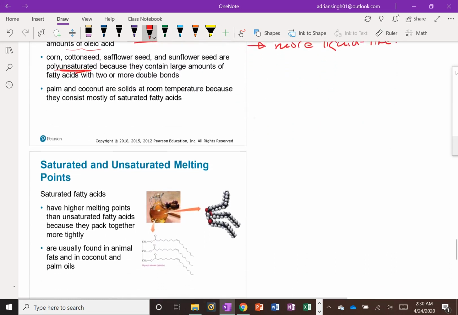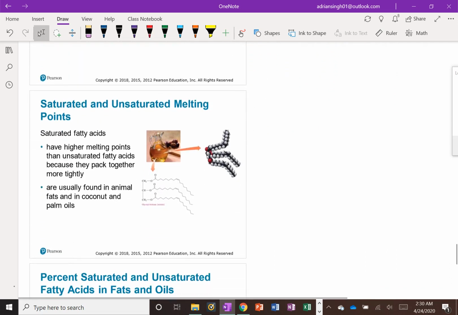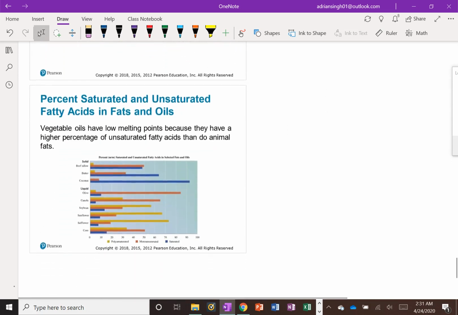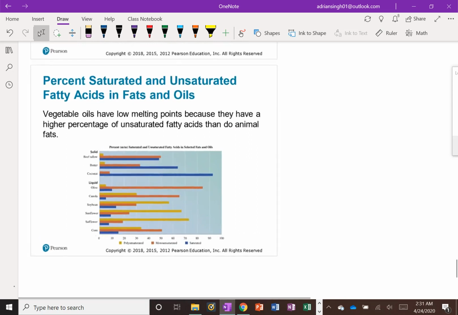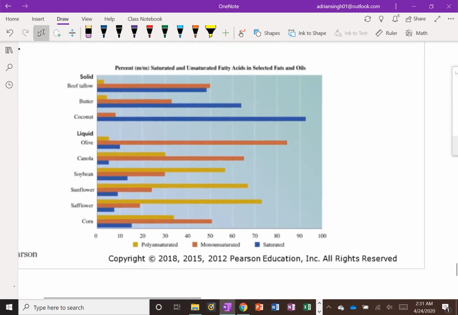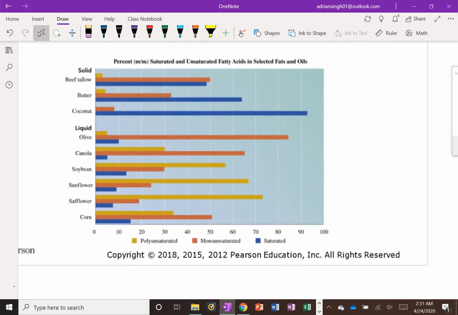Whereas saturated fatty acids tend to have higher melting points, and you usually find them in animal fats and sometimes in your coconut and palm oils. So if you take a look generally at the relative amounts of each of the types of fatty acids that you find in different fats and oils, it's going to make a whole lot of sense now based on what you observe.